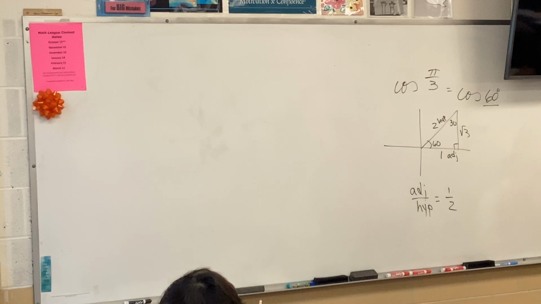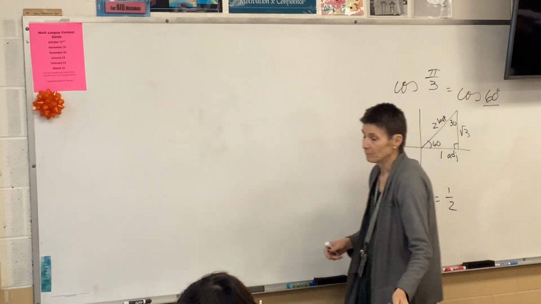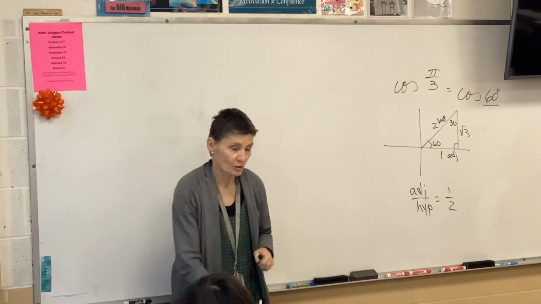A is a degree. B is not a degree. How do I know B is not a degree? It doesn't have a degree mark, right? So A is a degree. What else? C, E, F, I, and J. Those are the problems we're going to do first.